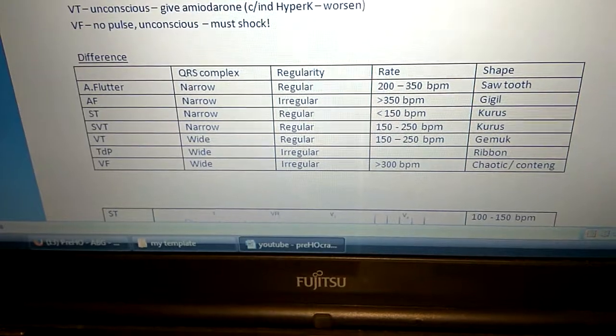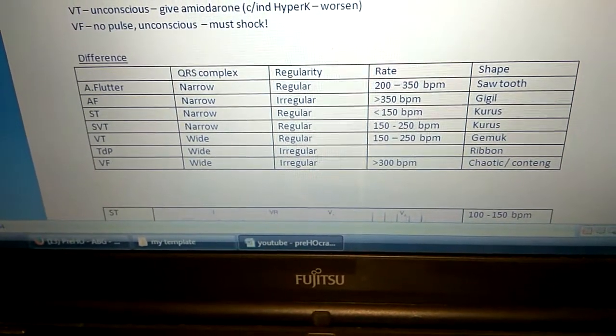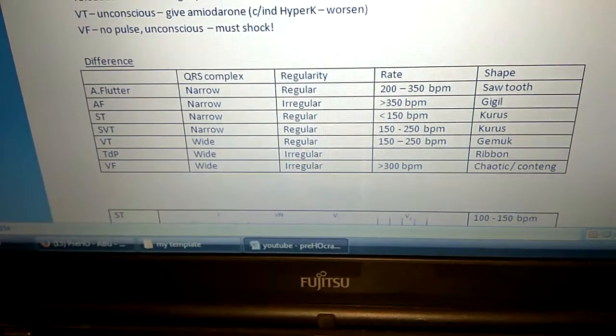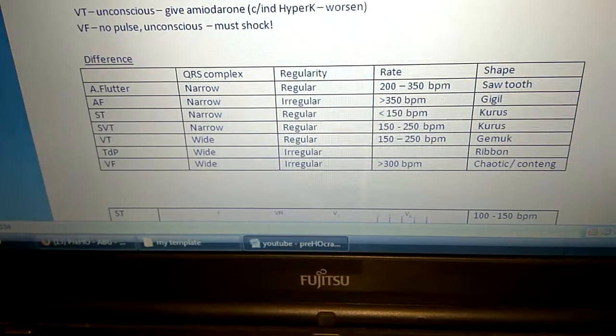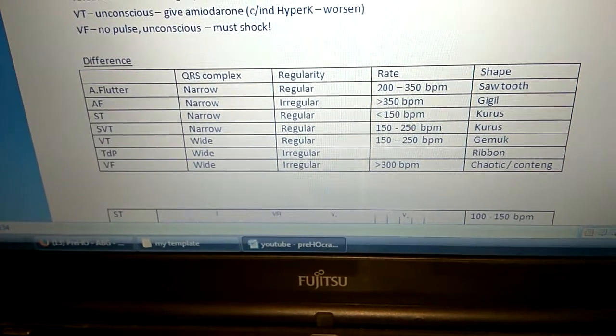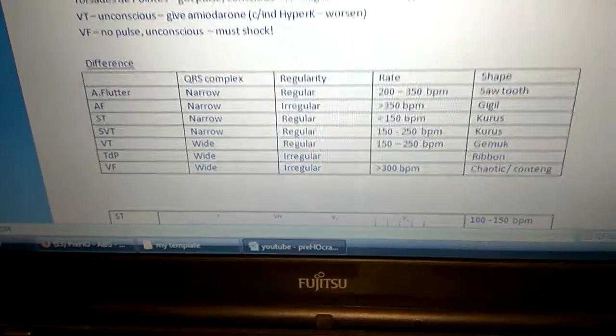Okay, torsades de pointes, as you know, has a ribbon-like shape. Ventricular fibrillation is the worst. Its rate is more than 300 and it looks chaotic, like a scribble.